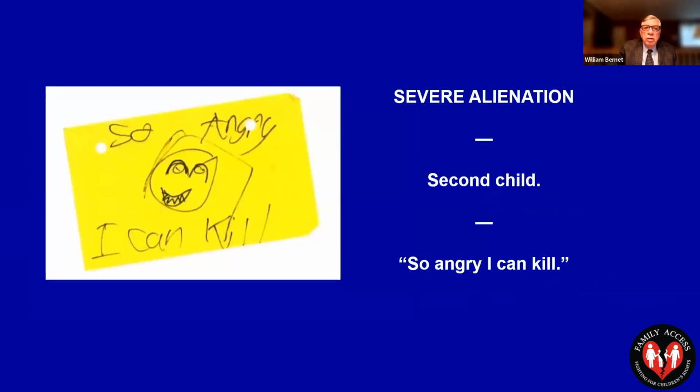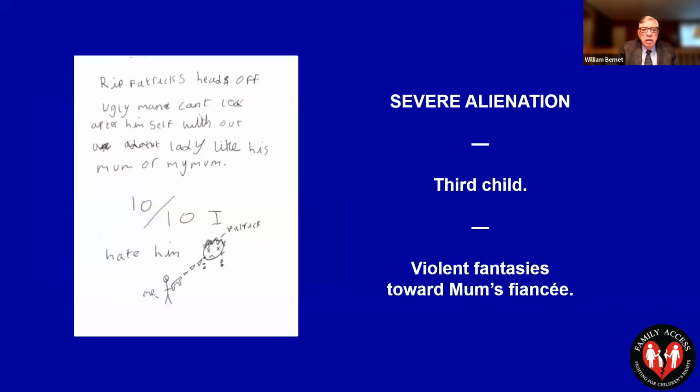And in the next one, it's somewhat another message. So angry, I can kill. So these are little scraps of information. We don't have the whole story, but they're little scraps of information that these 3 children are all conveying the same message. And finally, here's another one that kind of explains it a little bit.